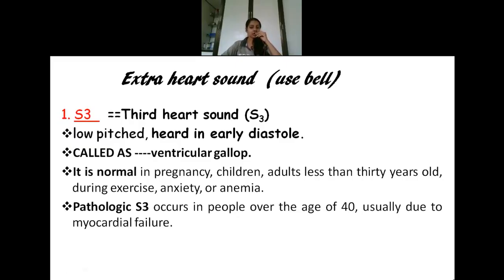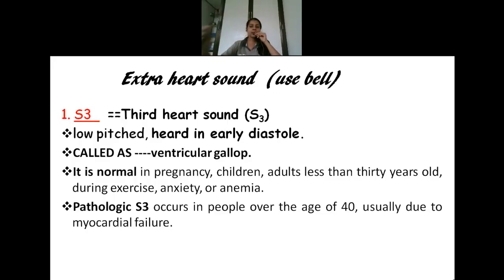In certain cases S3 is normal, for example during pregnancy, sometimes in children, and during exercise or when you are anemic, at that time sometimes you can hear this S3 sound. That is the third heart sound, also called ventricular gallop. But most of the time this extra heart sound S3 is abnormal. It is pathologic in nature, and commonly it is associated with myocardial ischemia. When there is myocardial failure, most of the time you will hear this abnormal heart sound S3.